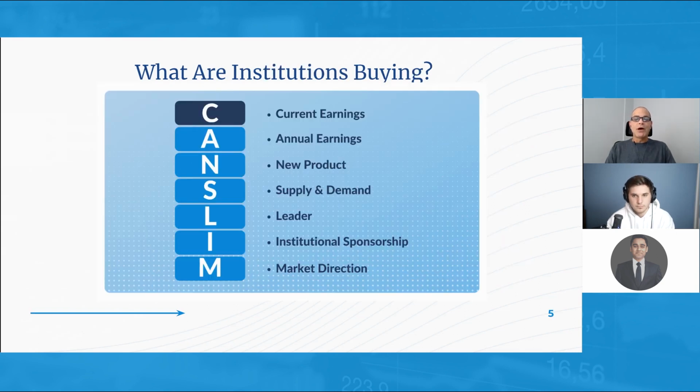All right, so moving on, we're now going to focus on exactly what it is that the institutions are buying in the market. So we have now figured out what are the stronger sectors and industry groups. And so it's time to figure out what individual stocks in those groups the institutions are going to be focused on.